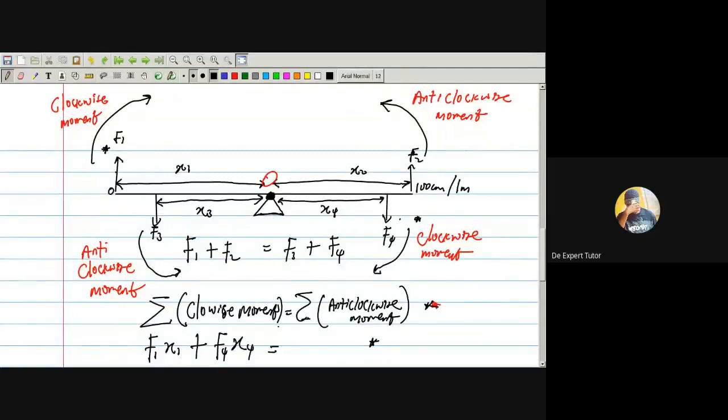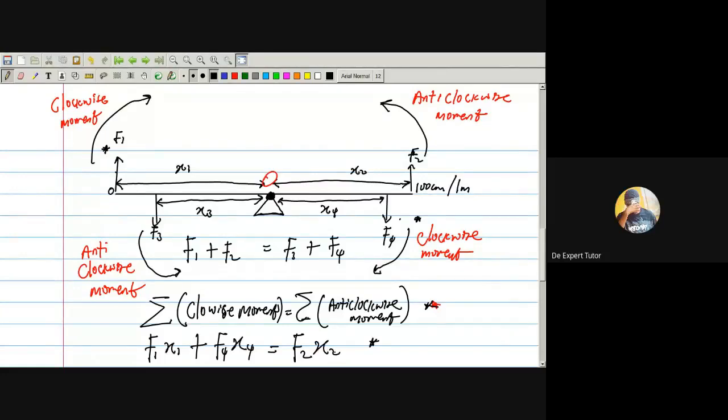Now, let us find moment of F2. The same way to find moments till we finish this topic. Force times perpendicular distance. Our force is F2, and the perpendicular distance of this force to this point is what? X2, exactly. So we say F2 times X2, and that is it.